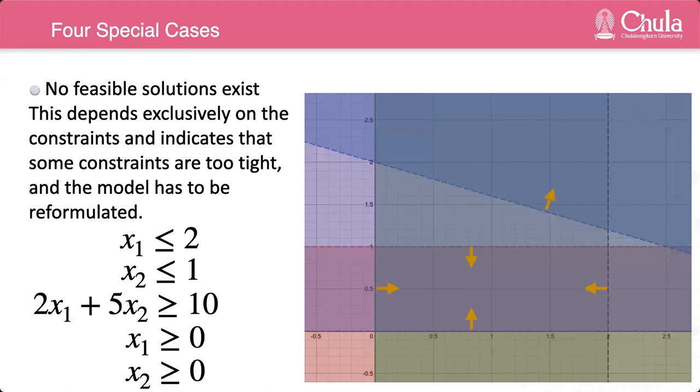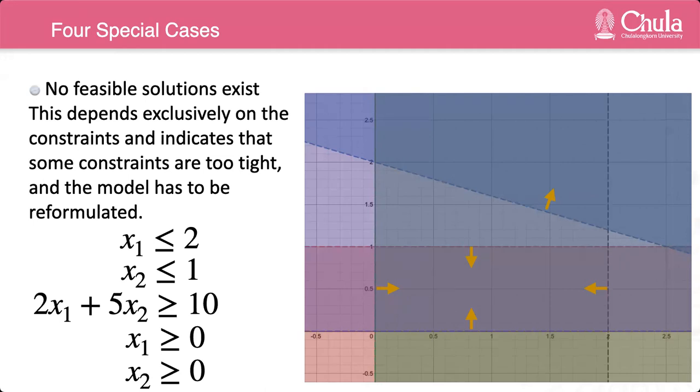Let me show you 4 special cases. Not all linear programming problems have a solution. We have 4 special cases. This one is the first case: no feasible solution exists.